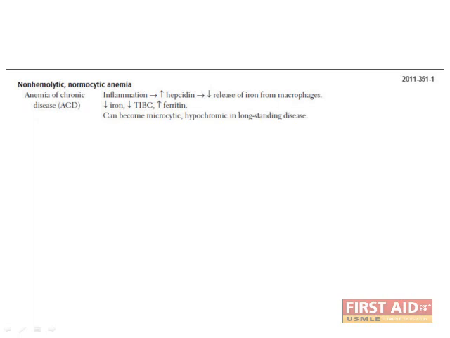You can distinguish the two by looking at the ferritin levels, which tell how much iron is stored. What do you think the ferritin level will be in iron deficiency compared to ACD? In iron deficiency, it will be low, and in ACD, it should be high.